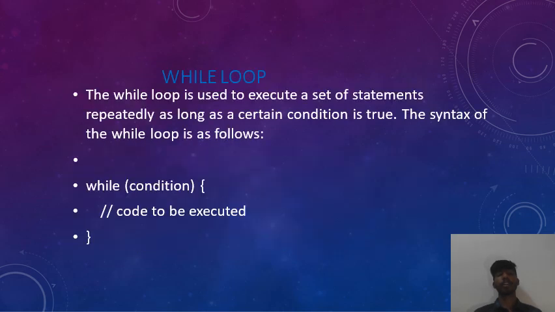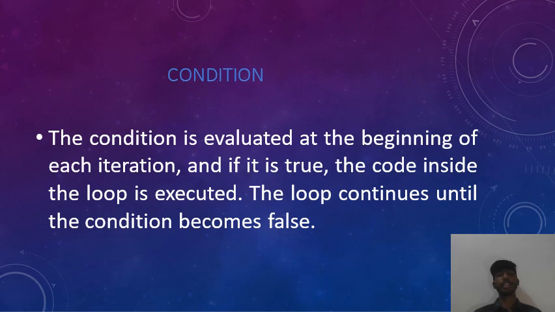variable. While loop. The while loop is used to execute a set of statements repeatedly as long as a certain condition is true. The syntax of the while loop is as follows: while condition, code to be executed. The condition is evaluated at the beginning of each iteration, and if it is true, the code inside the loop is executed. The loop continues until the condition becomes false.